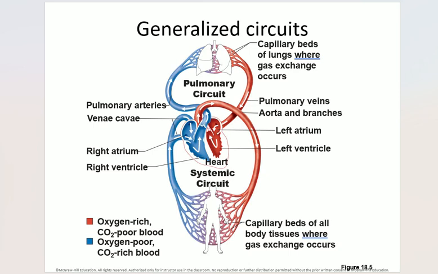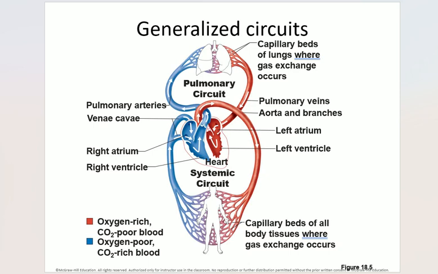We have two main circuits. We have the pulmonary, which is to and from the lungs, and we have the systemic circuit, which is to and from the rest of the body. So your heart has four chambers. It has the atrium and ventricle on the right side, plus an atrium and ventricle on the left side. Your pulmonary trunk comes out of the right ventricle, and it splits into the pulmonary arteries and into the lungs.